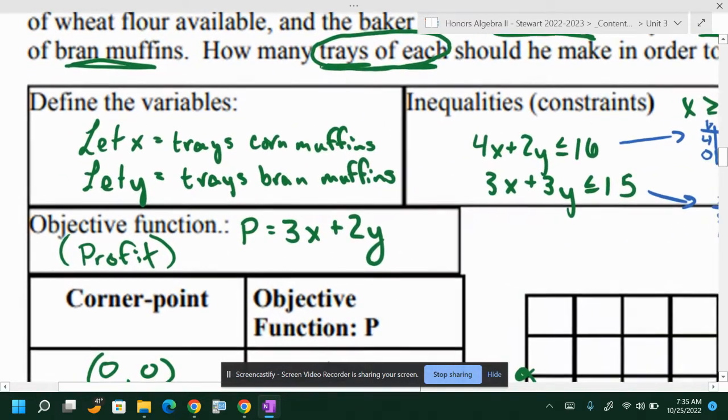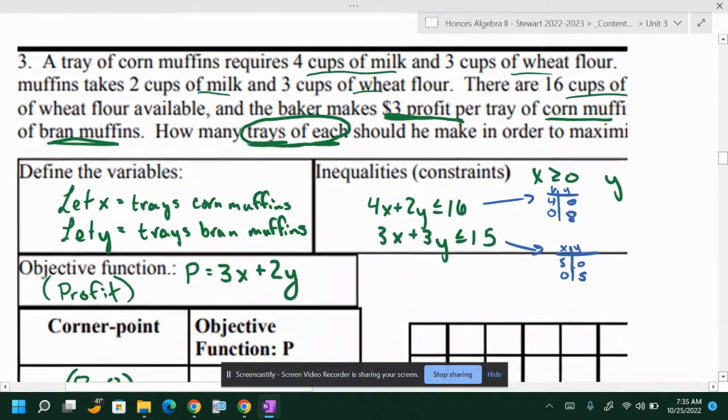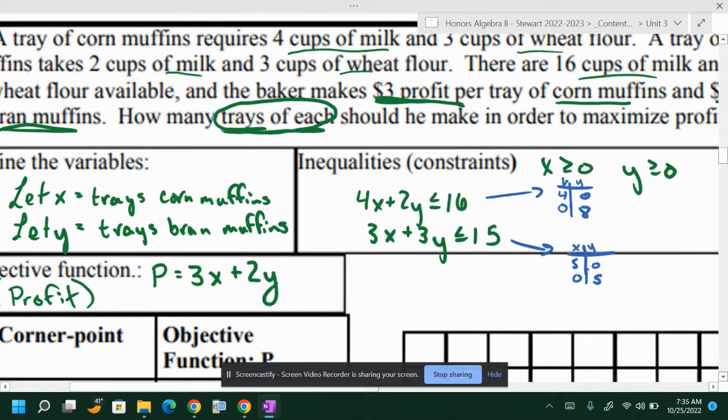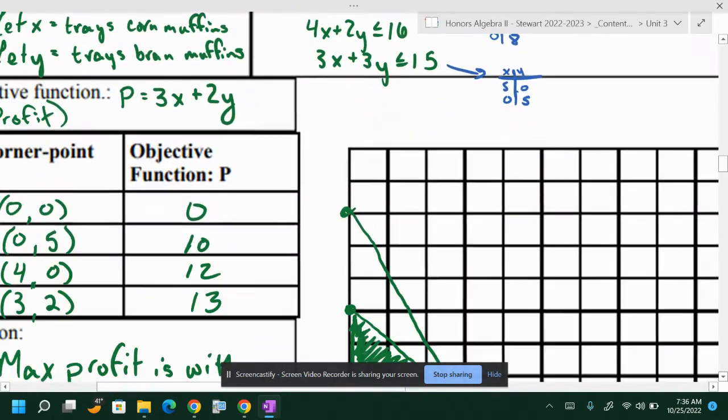So we're going to define our variables and let X be the trays of corn muffins and Y be the trays of bran muffins. From here, we're going to use what we know about the milk and how much milk we have, and the wheat flour and how much wheat flour we have, to create the 2 inequalities. Just as a reminder, X is greater than or equal to 0 and Y is greater than or equal to 0 are both those unmentionables because we cannot have a negative answer. Once we're able to get those inequalities, then once again I created my t-chart to show the X and Y intercepts, and then I was able to graph.